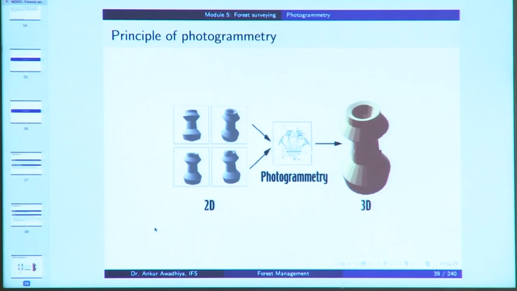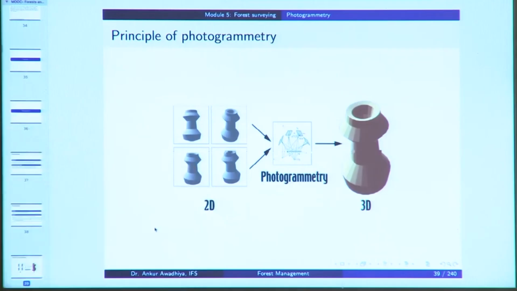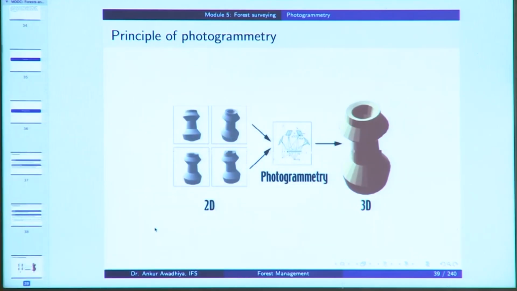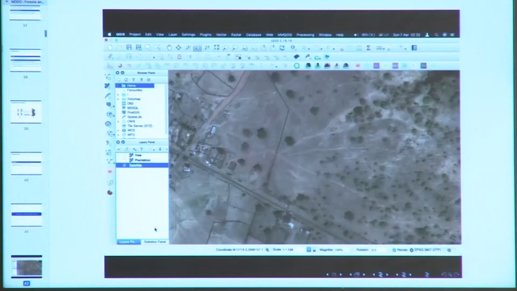You are taking different photographs in a two-dimensional manner, then putting them through the mathematical computations of photogrammetry to get a 3D representation of what the actual object is. So, the applications can be interpretive, to interpret the situation, or metric, to measure something. Then we looked at the use of drones.